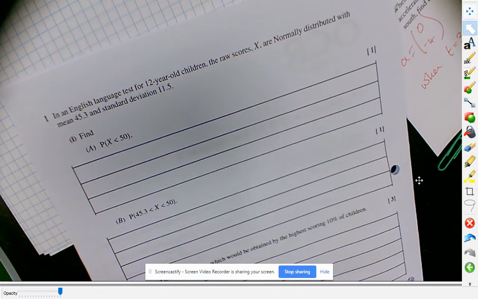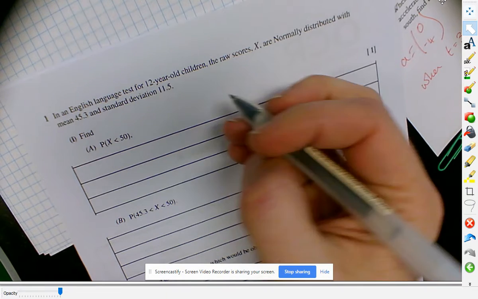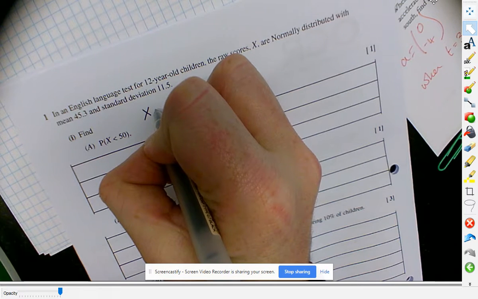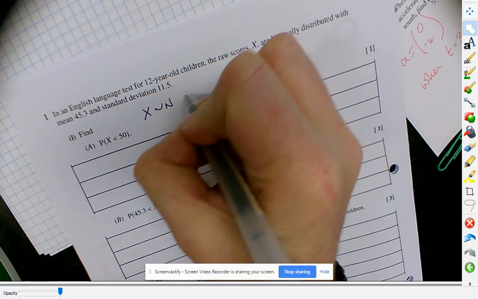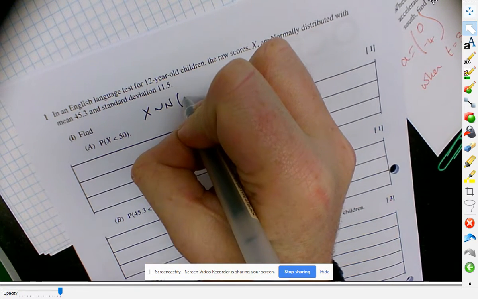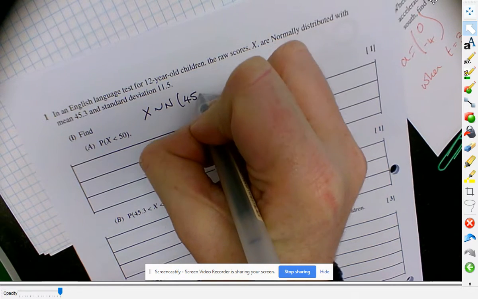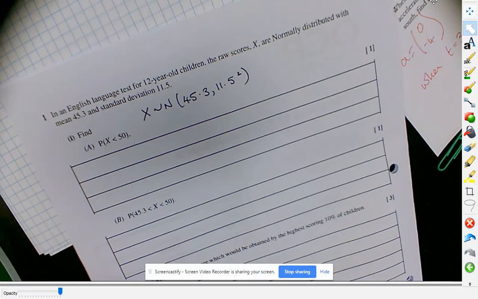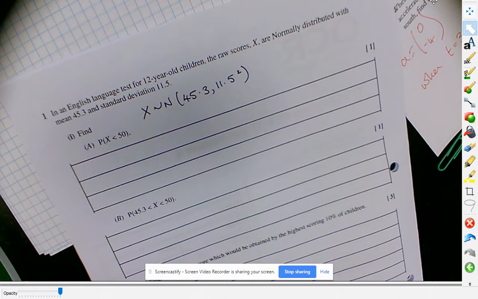So question 1, we are told that in an English language test for 12-year-old students, the data is modelled with a normal distribution, mean 45.3, and standard deviation 11.5. Okay, so we're told to find the probability that x is less than 50.